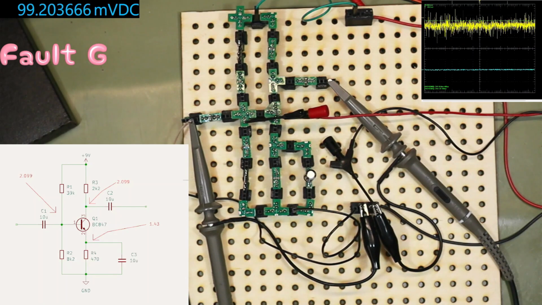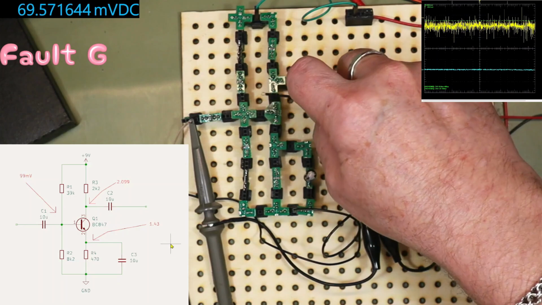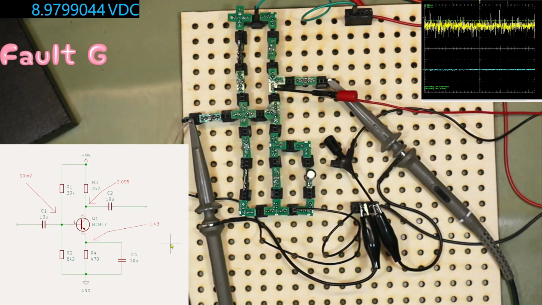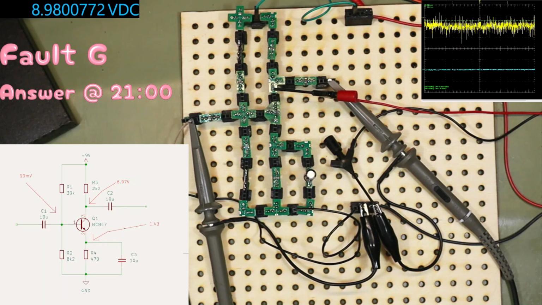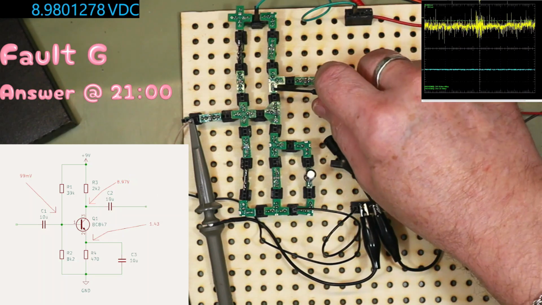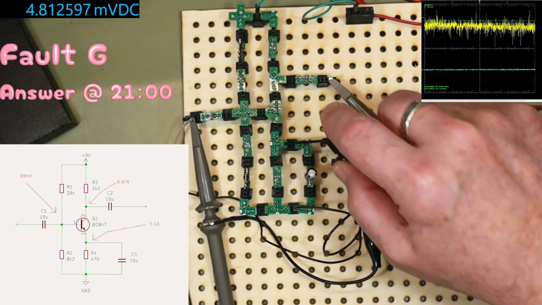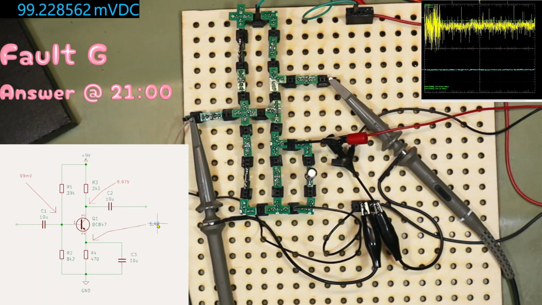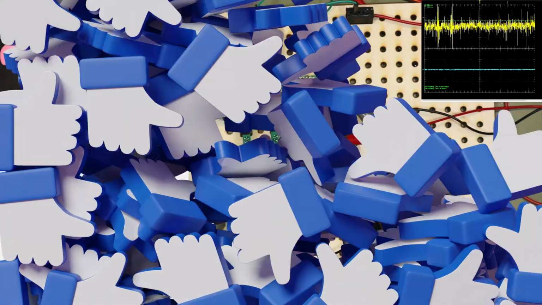Right, what have we got here? We have 99 millivolts on the base. We have 8.97 volts on the collector. And we have 99.22 millivolts on the emitter.